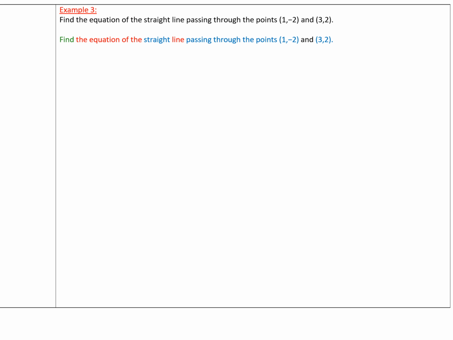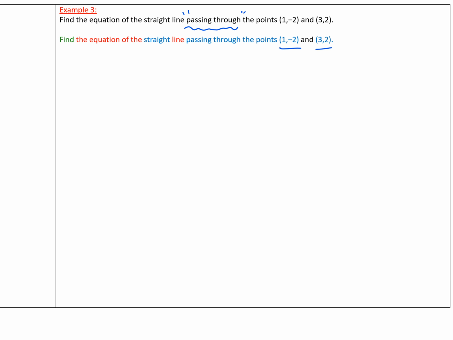Occasionally we'll see that it's not as straightforward as here is the gradient, here is the point. For instance, we're being asked to find the equation of a straight line passing through the points (1, -2) and (3, 2). Remember, we always want to look for this phrase, passing through. That's always going to tell us the information that we need. So the line was passing through these 2 points.